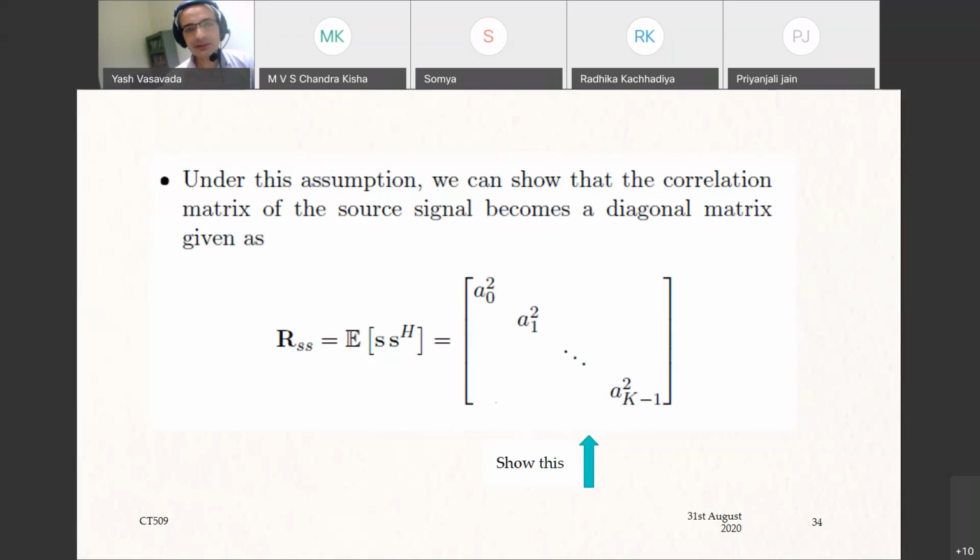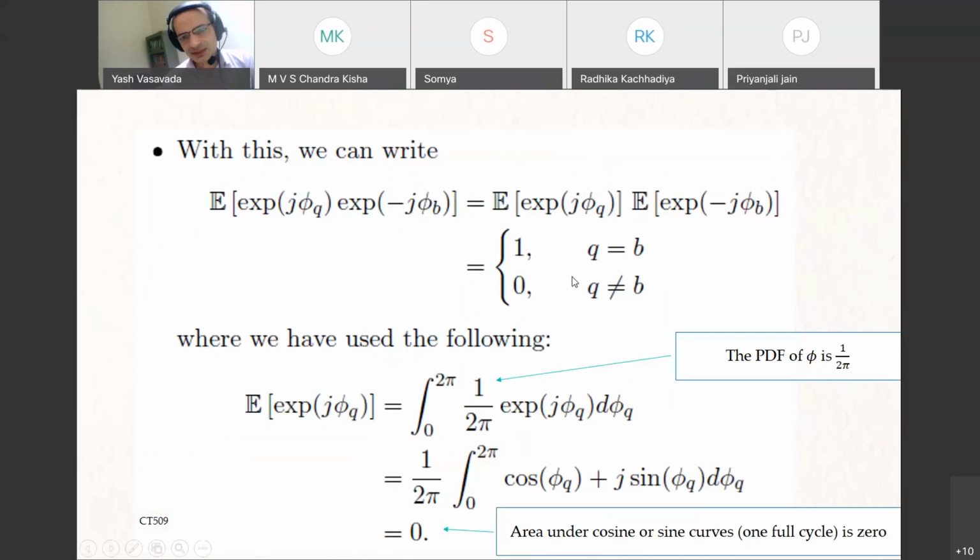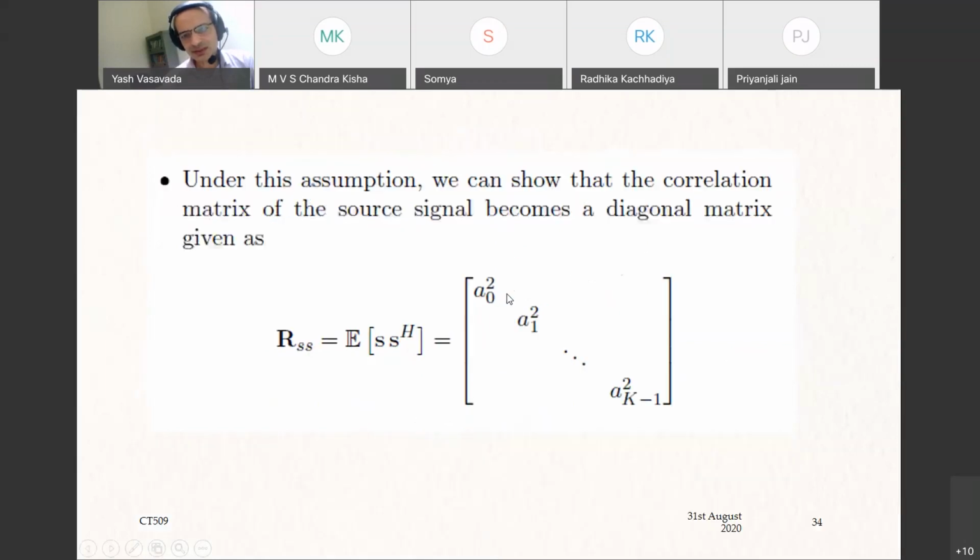So maybe later today, when I give a new lab assignment, maybe some initial part will be this type of analysis that will be useful for you to do it yourself. MATLAB experiments will come after that. But if you have understood what I just said, and I said that we can leverage this equation to show this, then hopefully this part should be straightforward for you to show.